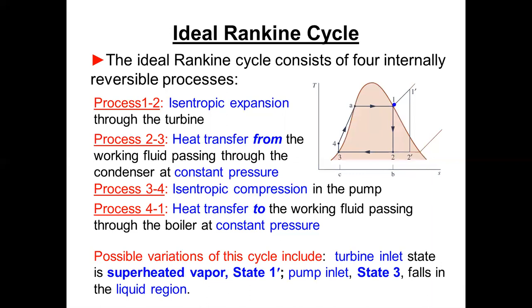Possible variations on this cycle include the turbine inlet state being superheated vapor. That's 1 prime. And state 3 falls into the liquid region, which in reality it probably would, because we want to be completely liquid going into that pump. So the cycle designers are going to make sure that we're not putting some vapor into the pump and that we're fully superheated going into the turbine.